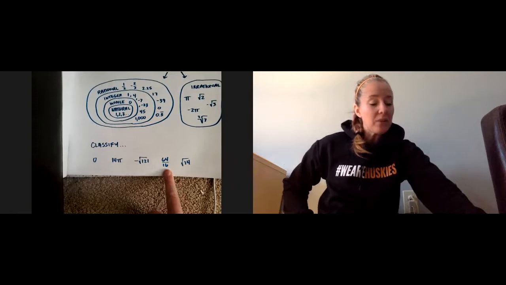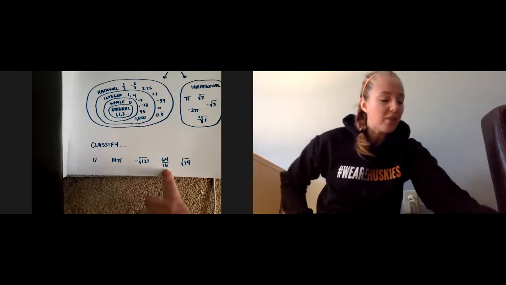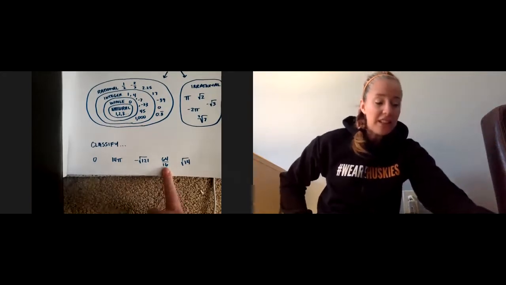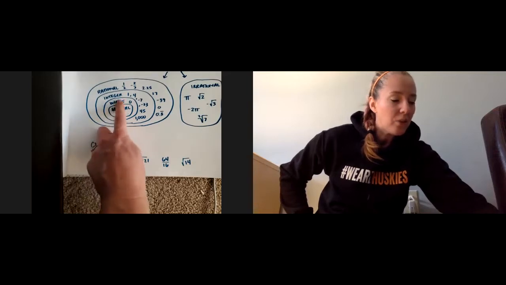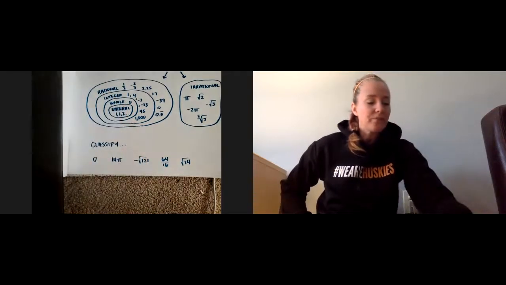This one right here, 64 divided by 16, is going to be the number 4. It's a nice, neat whole number, right? So that's rational. It's an integer. It's a whole number. It's natural. It's all 4 of those, right? It belongs in this category of rational. So it's also whole, an integer, and rational.